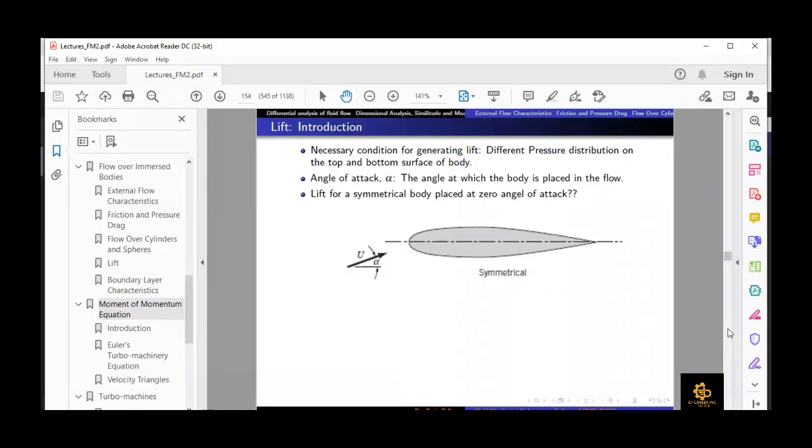So we discussed what is angle of attack. Angle of attack is the angle between flow and the chord length. Chord length is basically the line which joins the leading edge and trailing edge.